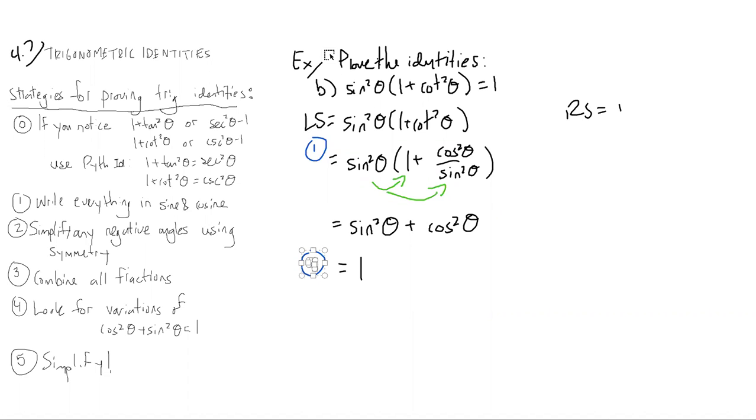So sorry, I actually should put that down here. And so I've got the right side. So it still works out. So even if you forget to use that identity, you can just avoid it by working with sines and cosines. All right, let's go with 2 more.